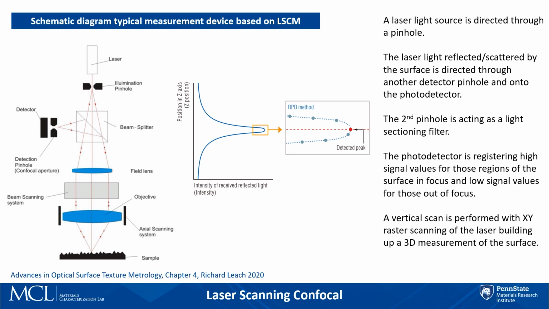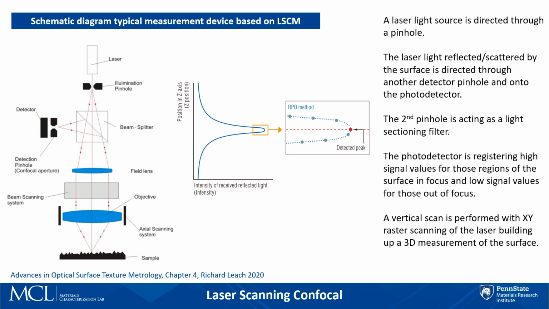A vertical scan is performed while we raster the laser in an XY scan, building up a 3D measurement of the surface. It's very similar to white light interferometry in that we are scanning vertically and measuring where maximum intensity happened. Instead of having this interference fringe at focus, we have a very sharp intensity peak at focus.